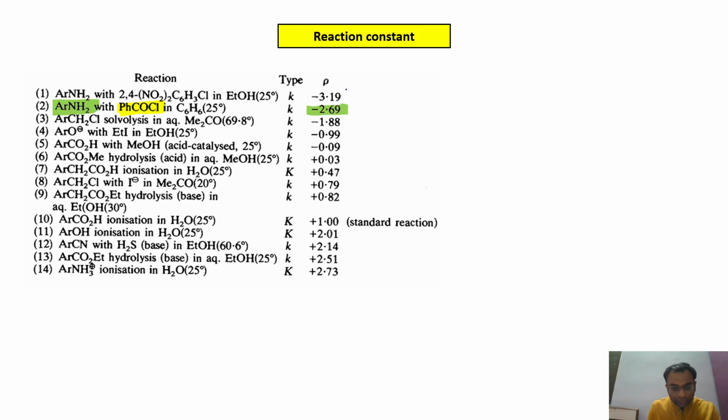So in this way, for any reaction in which the electron density is going away from the reaction center, the rho value must be negative. At the same time, if during the reaction the electron density is coming towards the reaction center, then for that reaction center the rho value must be positive.